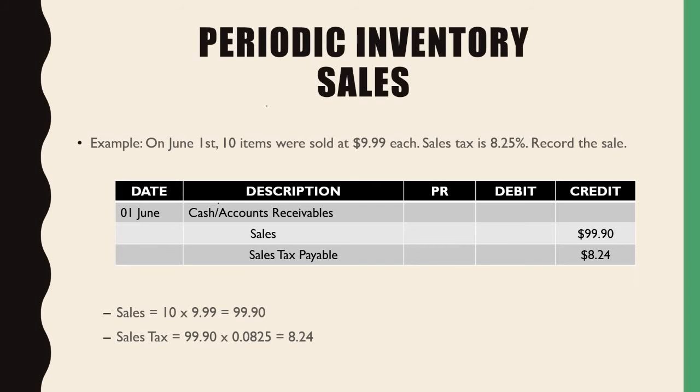So in this case, to figure it out, I'm going to take 8.25%. I'm going to multiply it by the total cash sales right here, which was $99.90, which gives us a total of $8.24. And then last but not least, you should be collecting a grand total of $108.14. Okay? So think of it in real life.